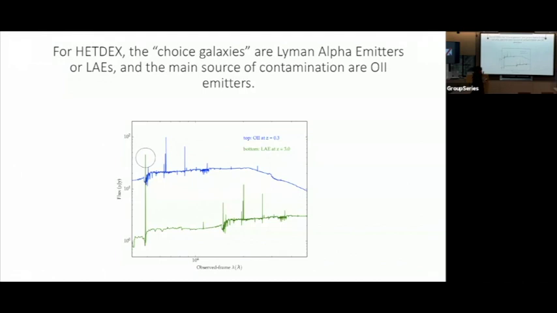Now the contaminants are this other type of galaxies. They're called O2 emitters. O2 means oxygen 2, and the line that you'll be detecting there has a natural rest frame wavelength, when observed in the lab, of 3727 angstrom.